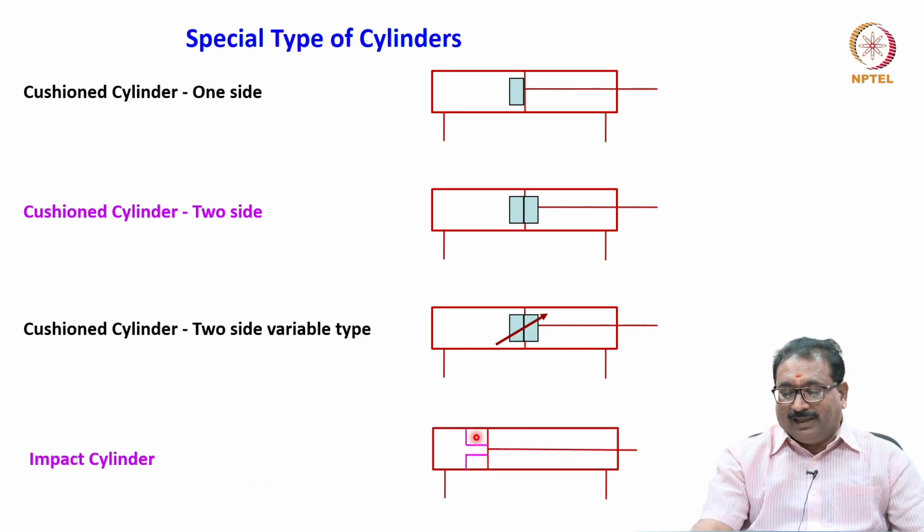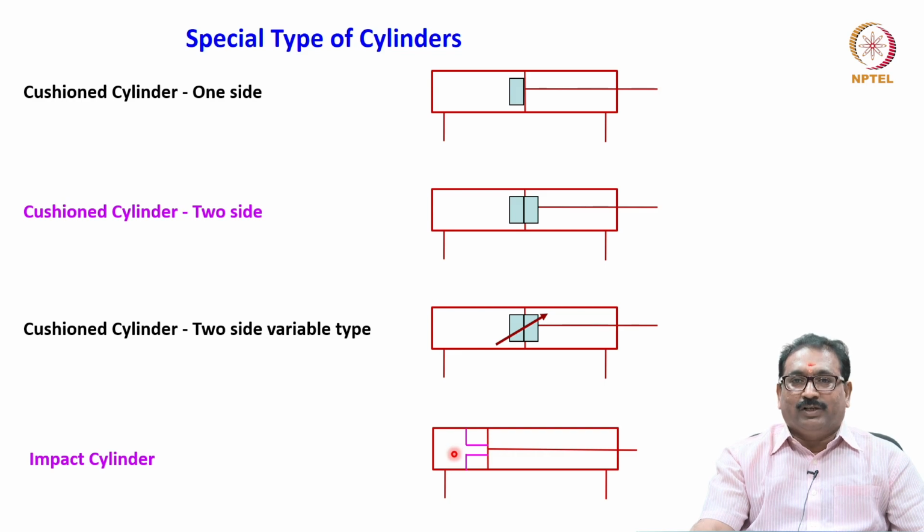Impact cylinder, you will see how. The impact cylinder is similar to the double acting cylinder, but I made some arrangement here, you will see. This is known as the accumulator, which stores the energy. You will see how the impact cylinder is made.